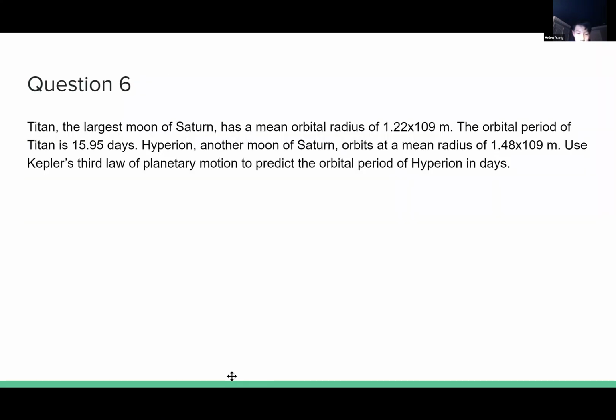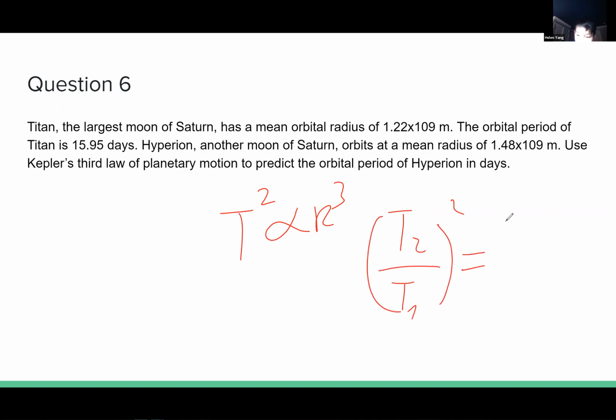And here's the next question. For this question, I didn't really talk about this, but the ratio of the two for Kepler's third law is t squared, ratio of r cubed. And you can also write that as t2 over t1 squared is equal to r2 over r1 cubed. So that's for if you have a ratio problem like this one.